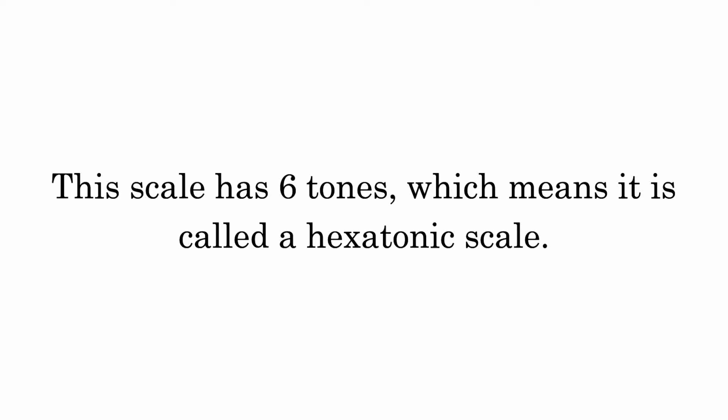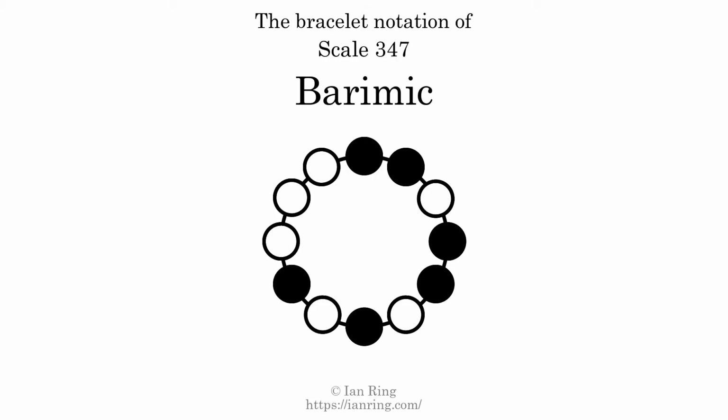This scale has 6 tones, which means it is called a hexatonic scale. This is a bracelet notation diagram of scale 347. The shaded circles represent tones that appear in the scale, and they are read clockwise, starting at the top.